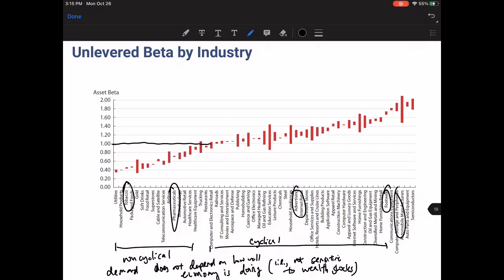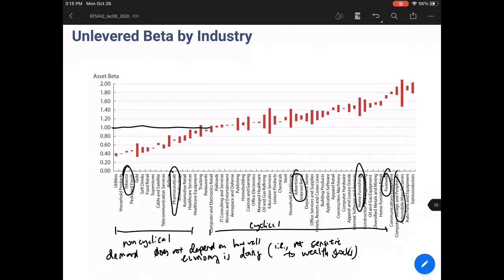People have more income, people are more productive, they have more leisure time, and they spend their extra time, extra money on buying things, consuming things, and home furnishing is also something consumable. And so these industries have betas above 1 because they're most likely very correlated with the overall economy. All right, so that's our discussion on unlevered beta.